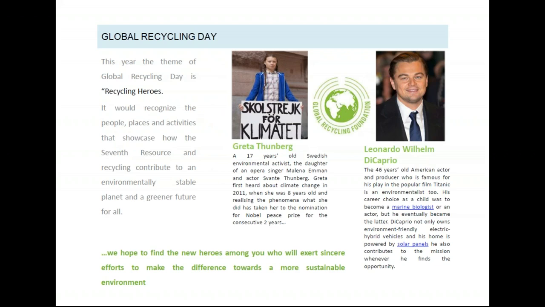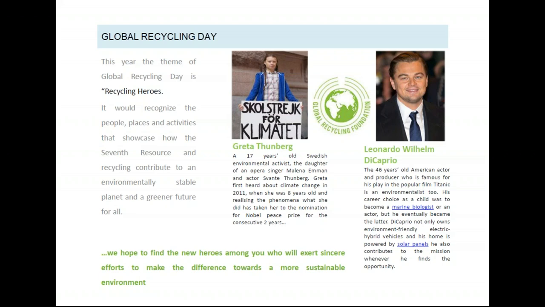This year, the theme of Global Recycling Day is Recycling Heroes. It would recognize the people, places, and activities that showcase how the seventh resource and recycling contribute to an environmentally stable planet and a greener future for all. They have selected Greta Thunberg and Leonardo Wilhelm DiCaprio.